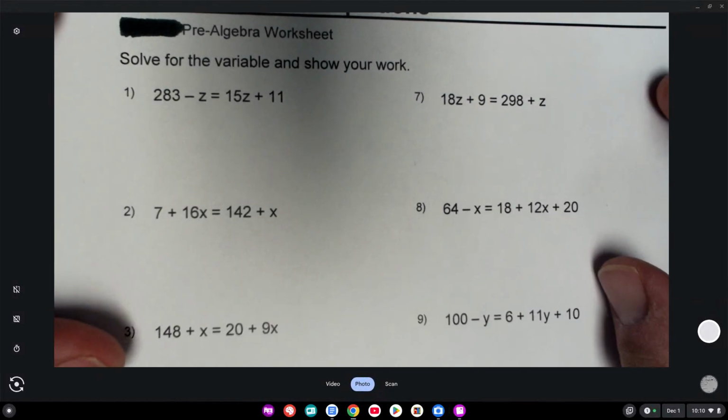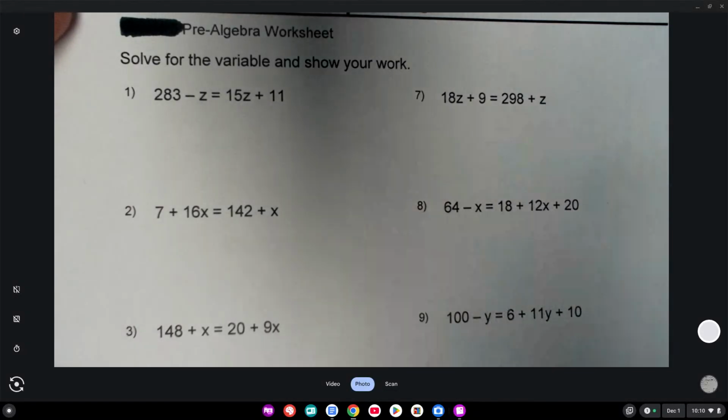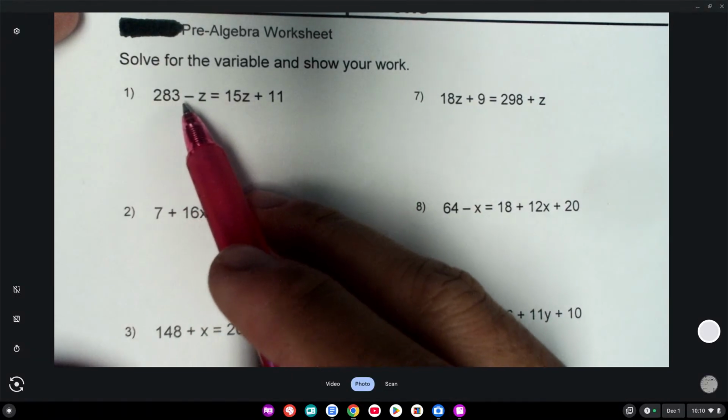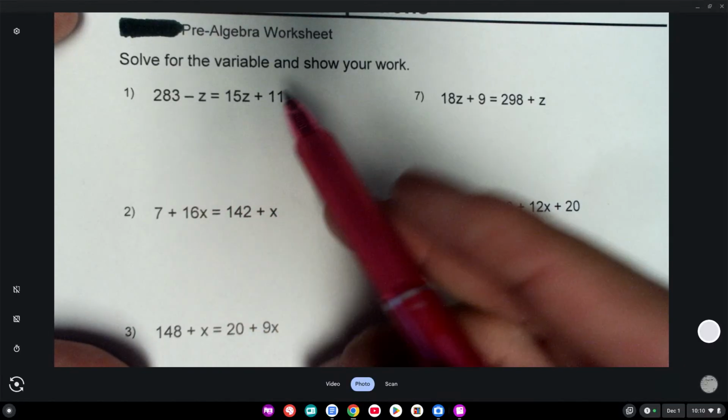Alright, let's complete our two-sided equations worksheet. I'll start with number 1: 283 minus z equals 15z plus 11.